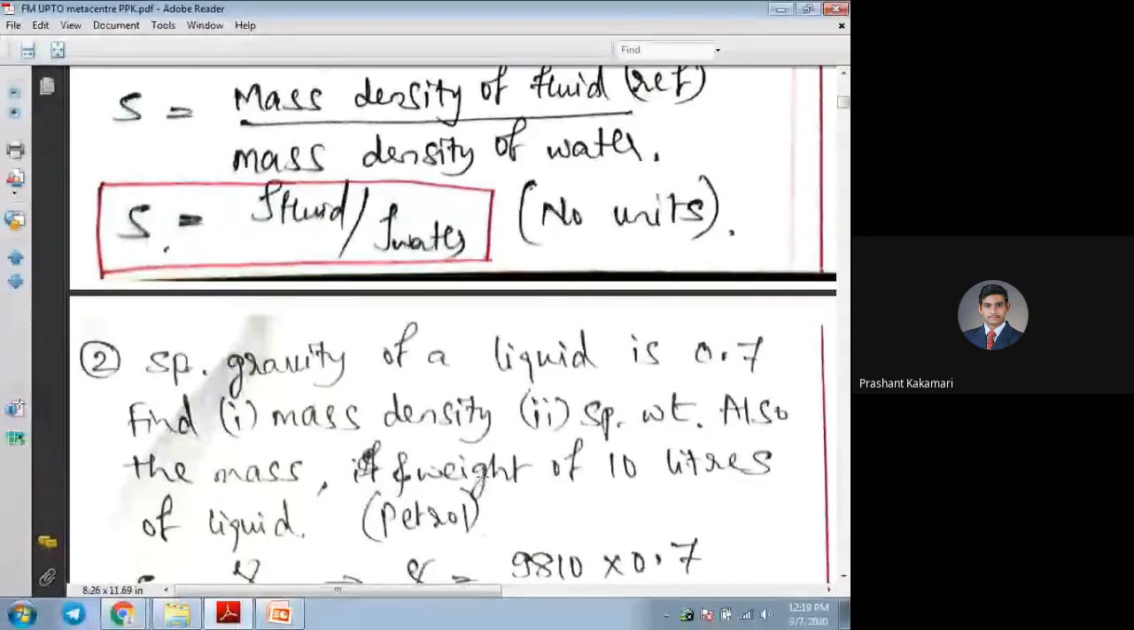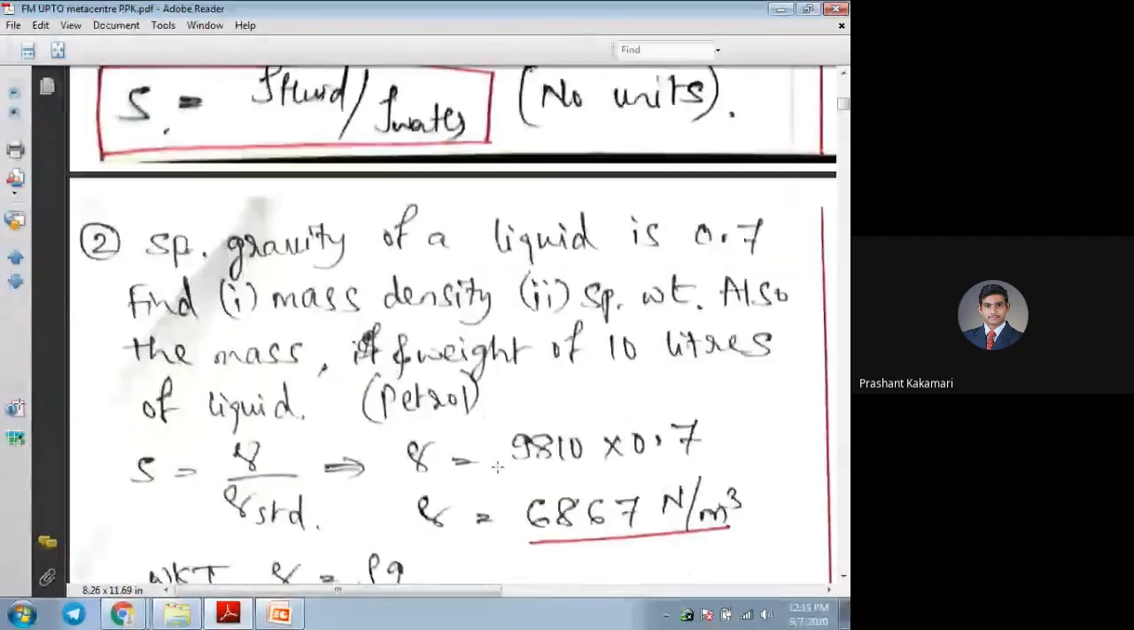I hope the point is clear. Now we'll see the question, what they are asking. First, they are asking again the same thing: the mass density of the given liquid of specific gravity 0.7. Second question is the specific weight of the given fluid. Then we need to find out also the mass and weight of 10 liters of the liquid. And in bracket they have written that the liquid is petrol.